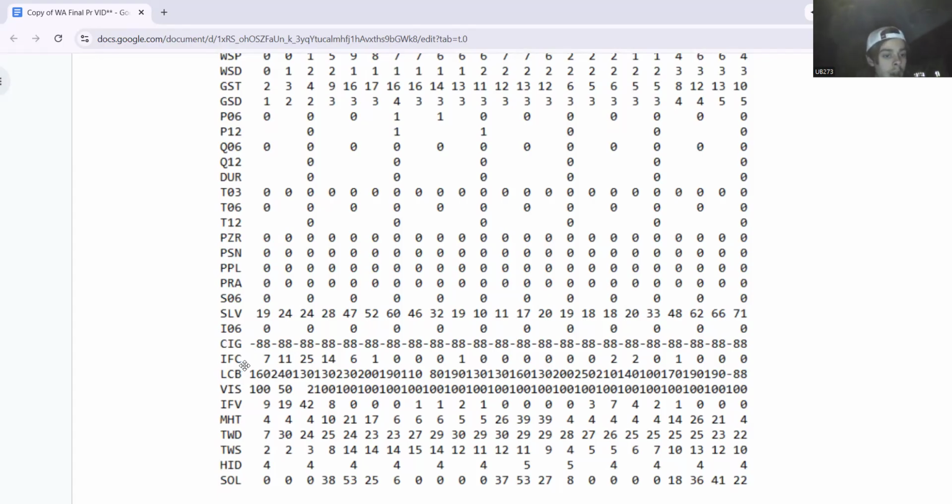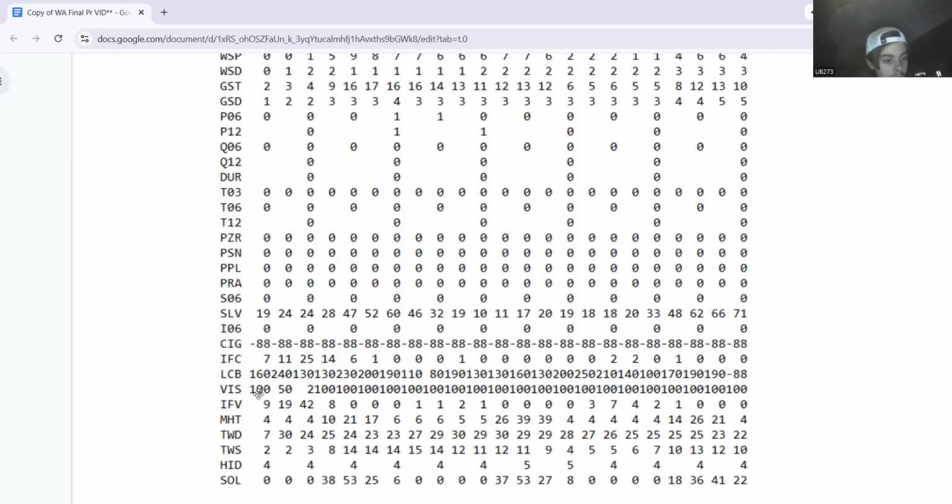IFC represents the probability of needing instrument flight rules. So the higher the number, the worse visibility there is. LCB, the low cloud base, basically is the lowest place where the clouds are. -88 means it's unlimited. But otherwise, you need to add two zeros to the numbers. This is 16,000, this is 24,000, 13,000, etc.